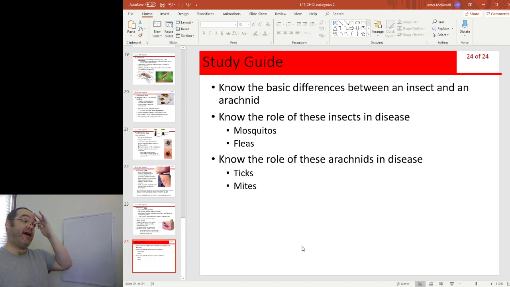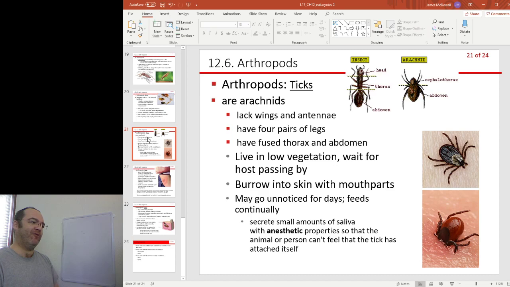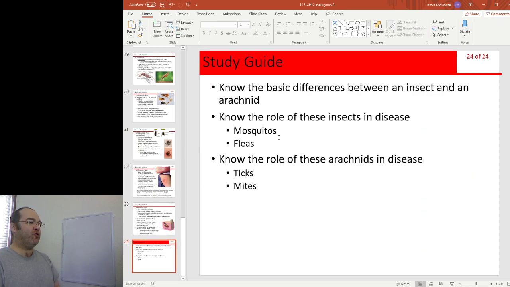So last slide, number 24. Note the basic difference between an insect and an arachnid. Presence of wings, presence of antenna, different numbers of legs, different body plan. You can tell the difference between an insect and an arachnid. Know the role of these insects in disease.